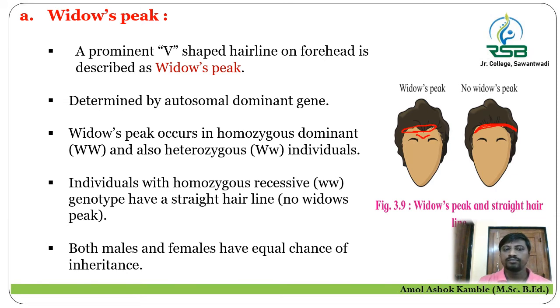So the prominent V shaped hairline on forehead is described as a Widows Peak and it is determined by autosomal dominant gene, as it is autosomal dominant in nature. So autosomal dominant trait which determines the Widows Peak, and Widows Peak it occurs in a homozygous condition, that is capital W, capital W, and also in heterozygous condition, that is the capital W and small w.